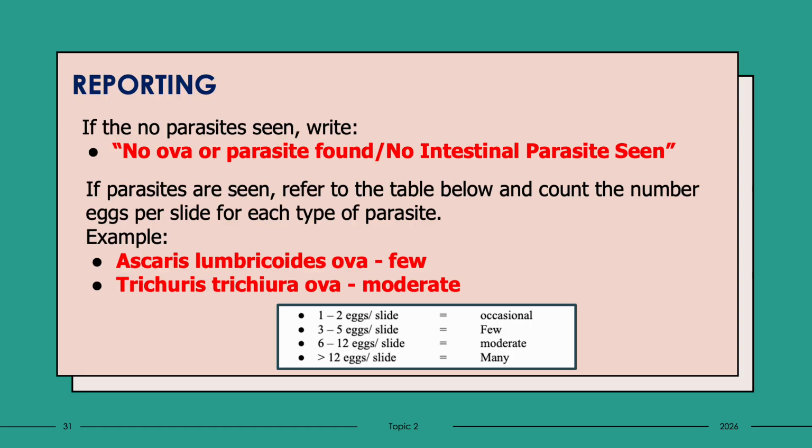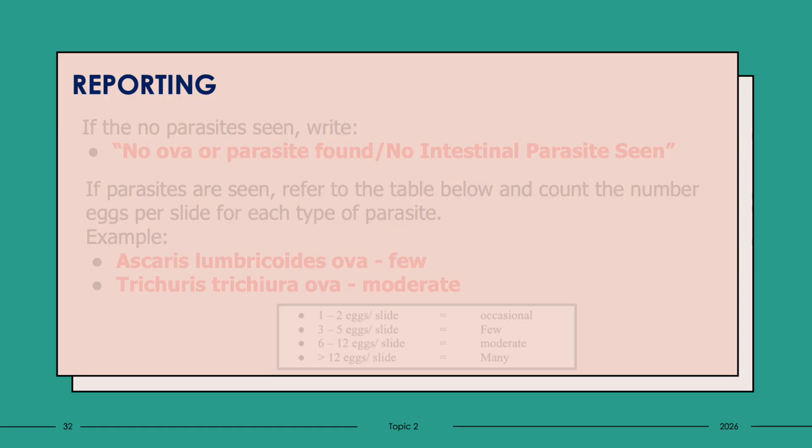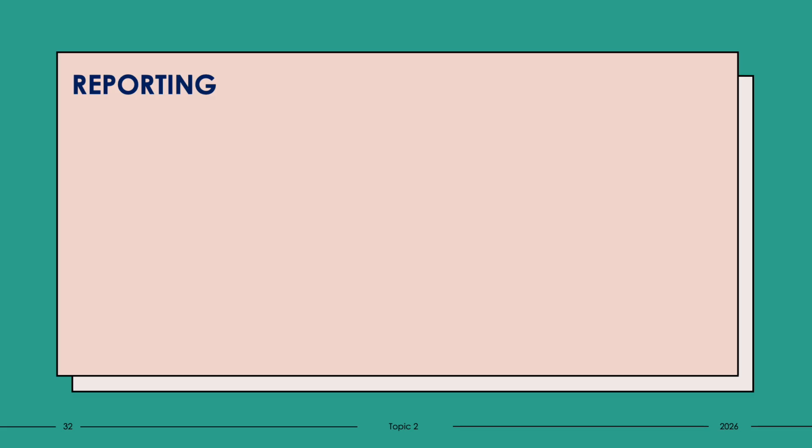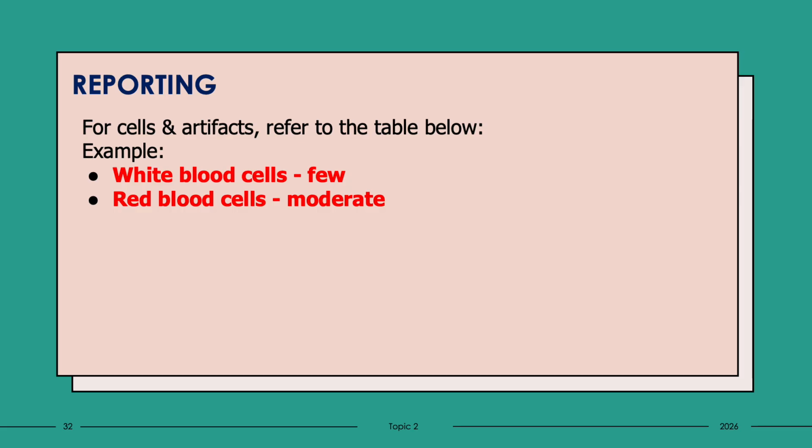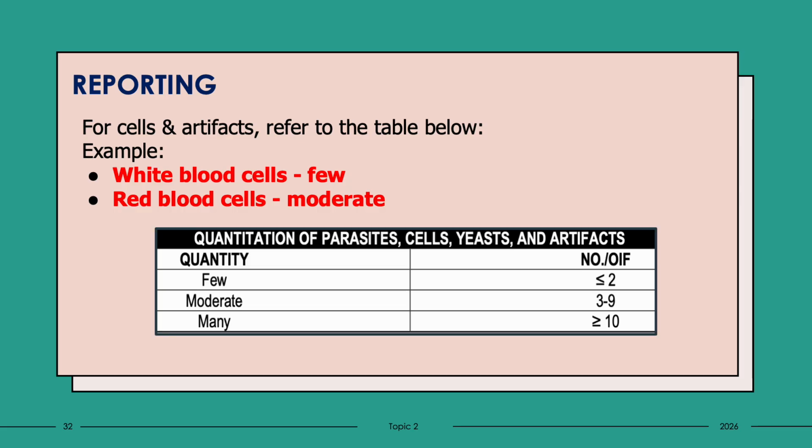Here is an example of the reporting for your guide. Blood cells can be reported separately, specifically the white blood cells and red blood cells. We will use this table, but again, different laboratories may employ different ranges or references.